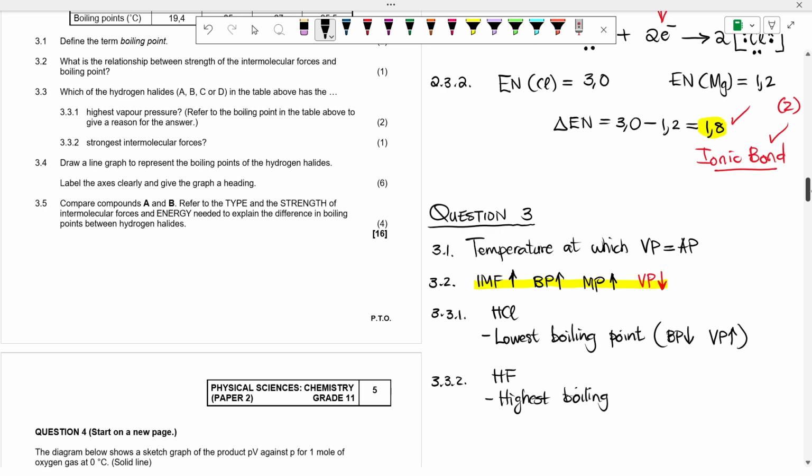And you can justify that reason and say, if the boiling point is high, then it means the intermolecular forces are strong. Does it make sense?